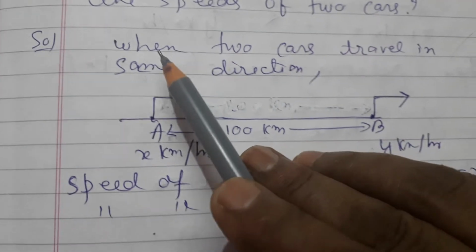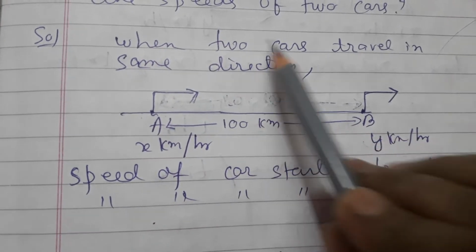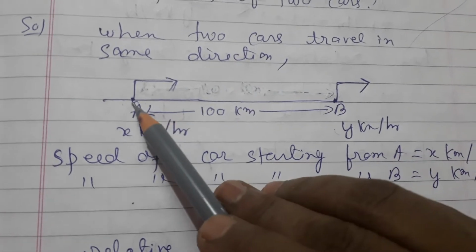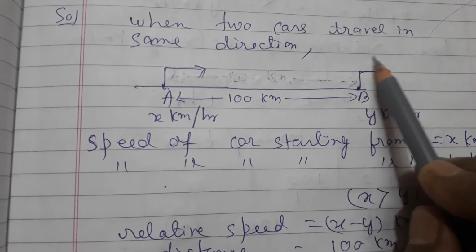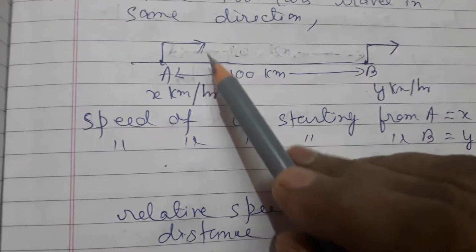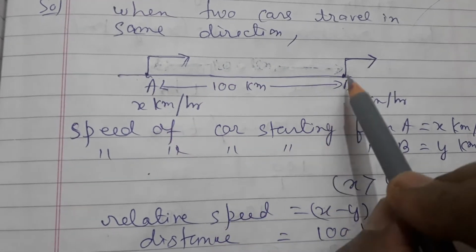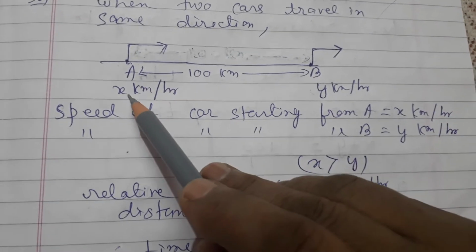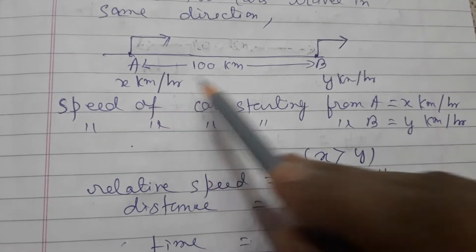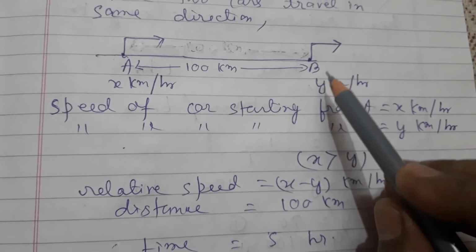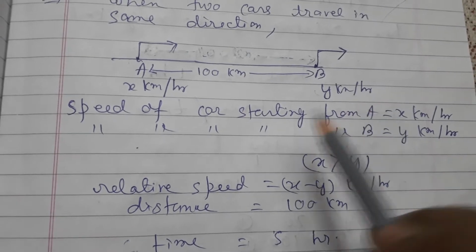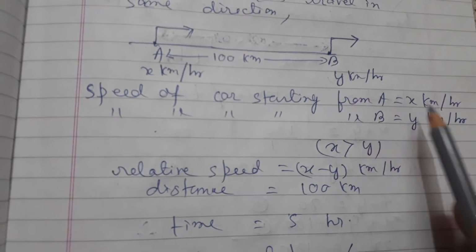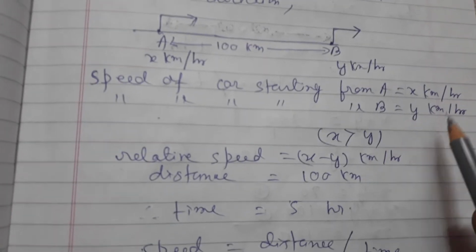Now, watch. First thing, when two cars travel in the same direction, this is the first case, because in this case the direction of both cars is the same. Okay, now look at the figure, A and B are 100 km apart. The speed of the car starting from A, I have taken x km per hour, and the speed of the car starting from B is y km per hour. So I have written here the speed of the car starting from A and starting from B are x km per hour and y km per hour.